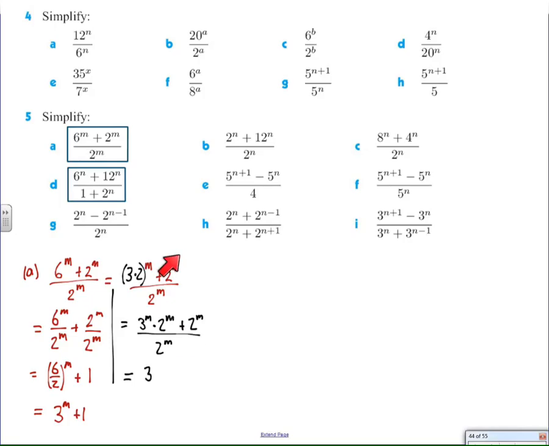Clever student might recognize 2 to the m as a common factor, which can be taken out, shown a good time. Divide that by 2 to the m. Divide the 2 to the m's, and we're left with 3 to the m plus 1. Same result as I had before, using a slightly different approach.